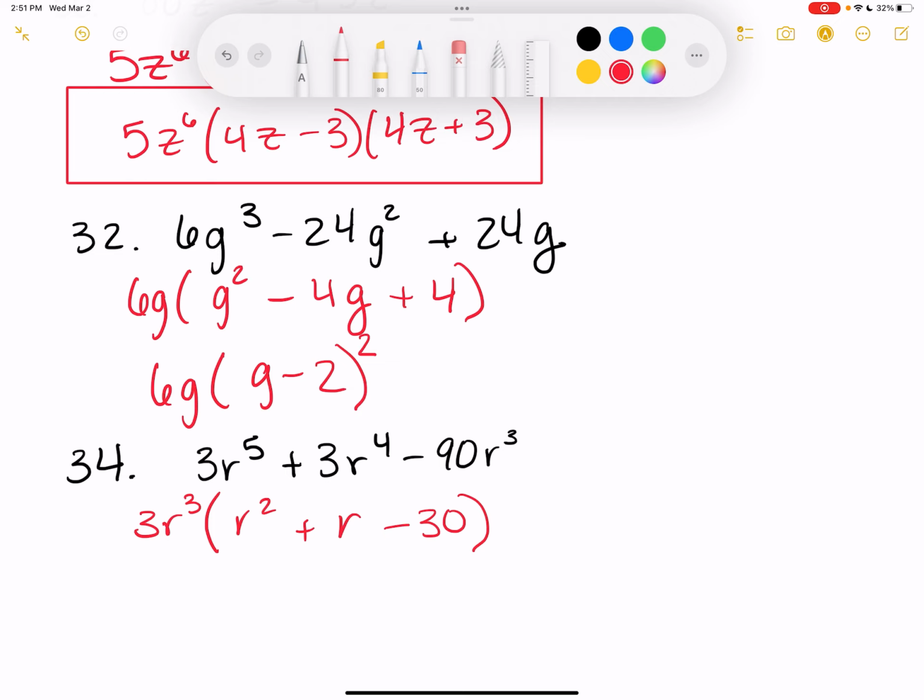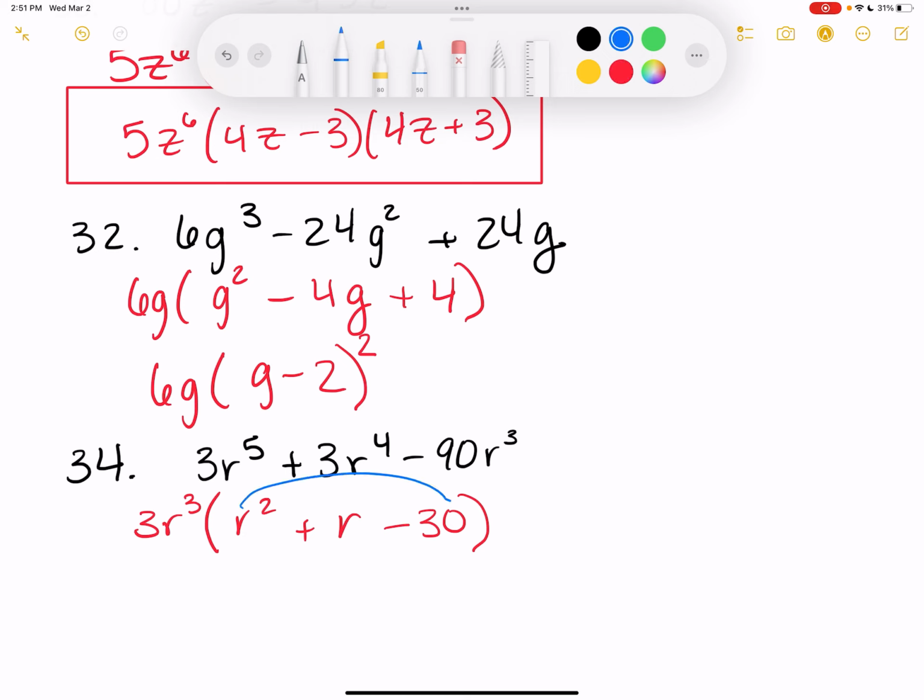Perfect square trinomial? Wrong. Difference of squares? Wrong. Do you need to add the r to that r? But no, I can still factor this. It's factorable. How do I factor that? Take 3 out, and then you have r cubed. All I'm left with is r squared plus r minus 30. How do I factor that?